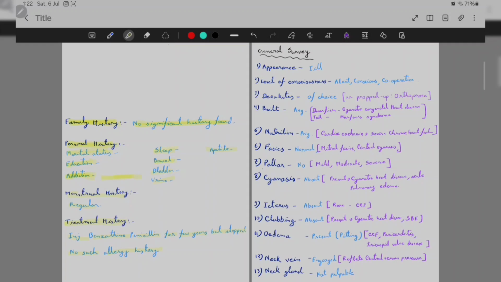Then the sleep, bowel, bladder and urine, and appetite, you have to ask the patient and write as the patient told you. After that, the menstrual history if she is a female patient, or you have no such menstrual history if he is a male patient. After that, the treatment history. Here the treatment history is injection benzathine penicillin for a few years but stopped, and no such allergic history. You have to mention the allergic history also. So that's all about the history taking. Then in the next video, we discuss the general survey.